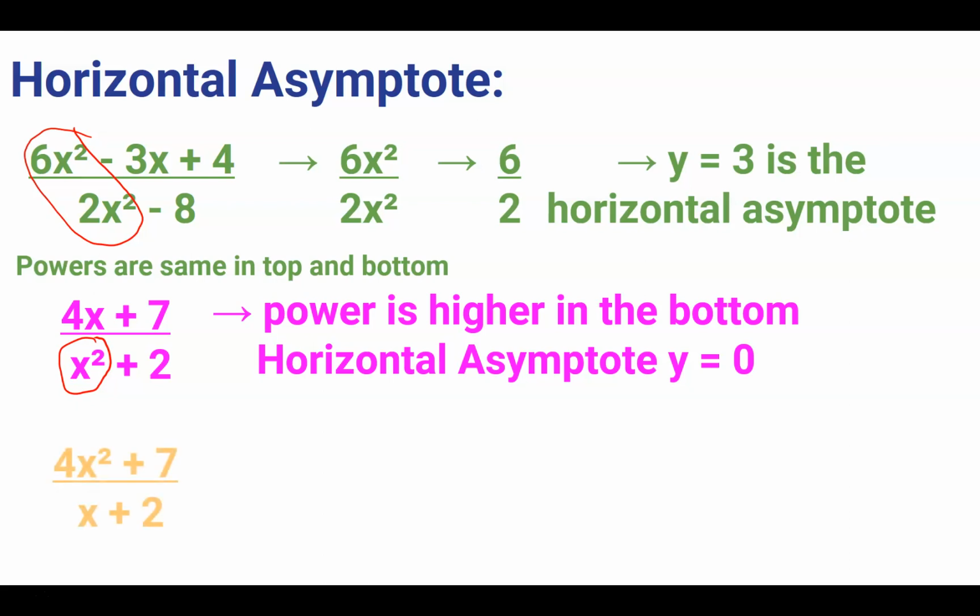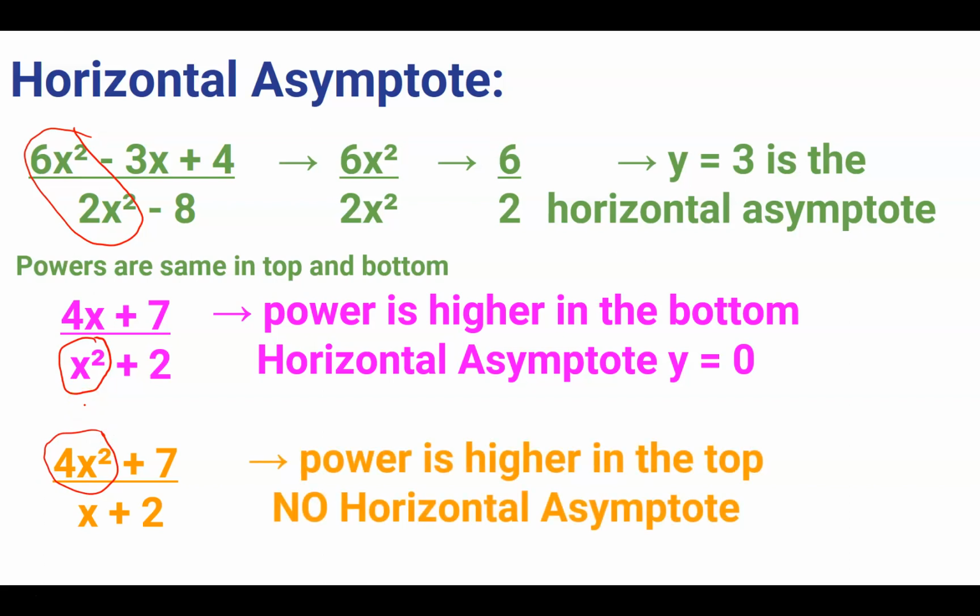The last example is if my highest power is on the top. Here I have 4x squared on the top. When this happens, I don't have one. It kind of crushes it out. The top's so heavy, it crushes it. I do not have a horizontal asymptote. Okay?